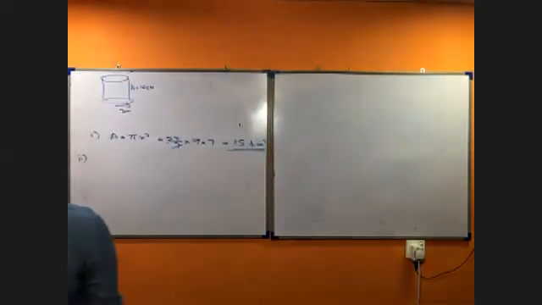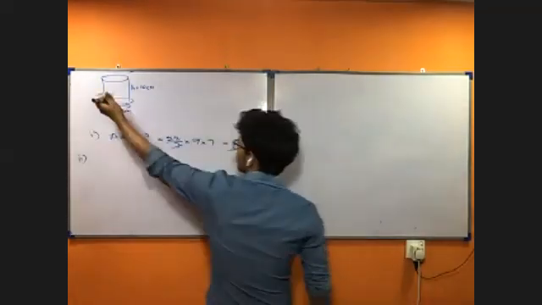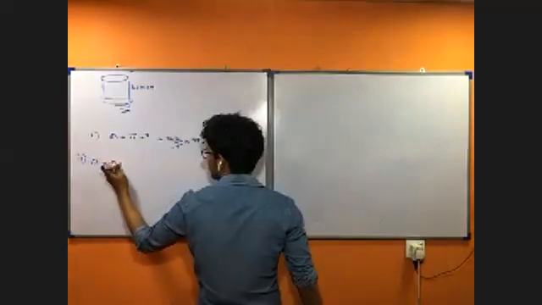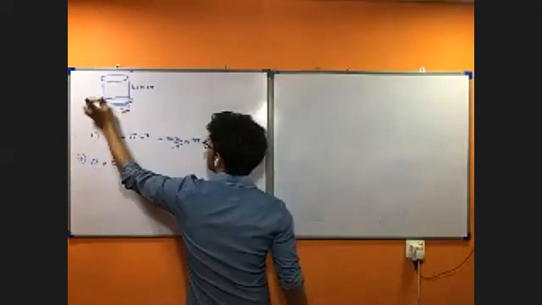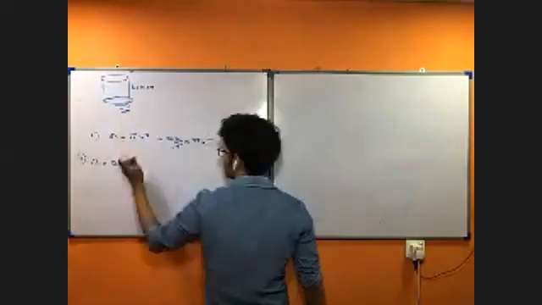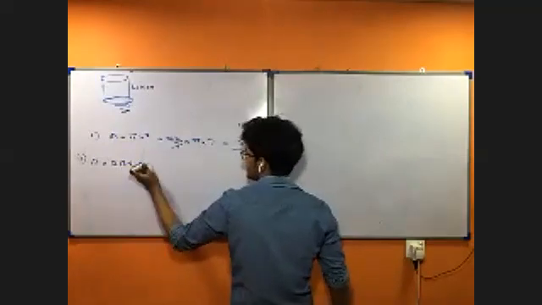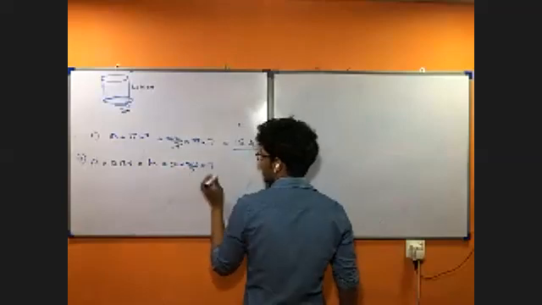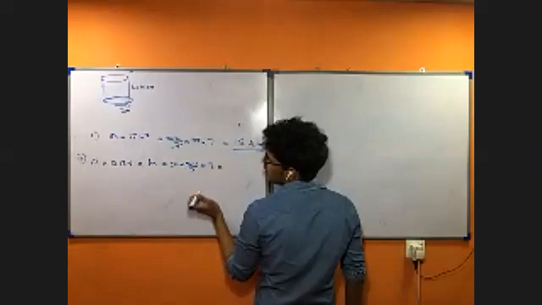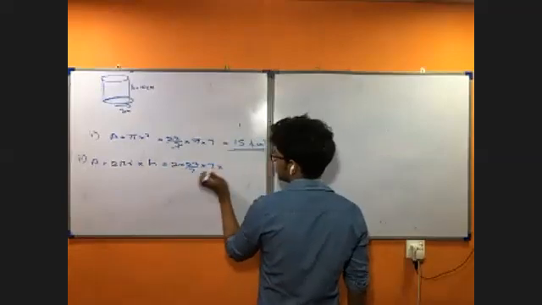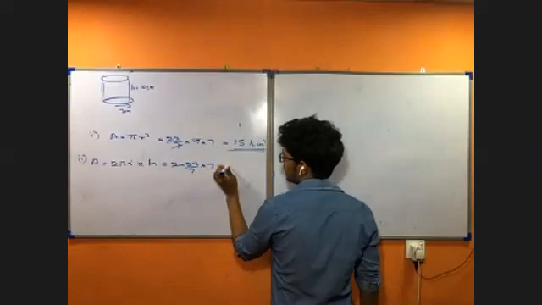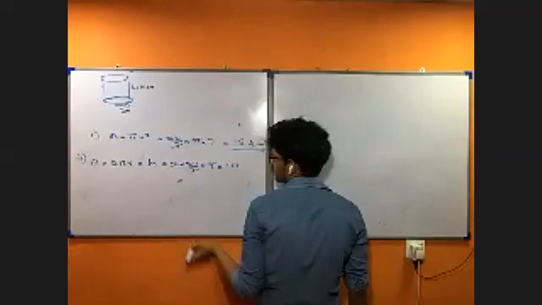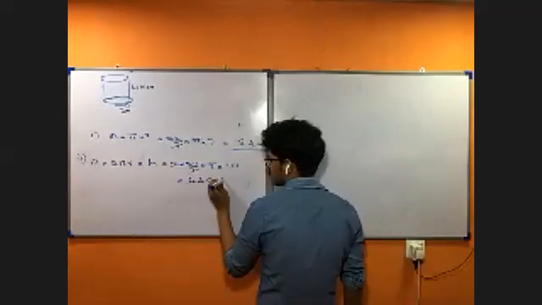Question number 2. Find the area of the curved surface. The curved surface area is 2 pi r multiplied by the height h, 2 pi r h, which is 2 into 22/7 into r into h. H is 10 centimeters. So 7 and 7 cancel, and 22 times 2 is 44, times 10 gives 440 centimeters square.